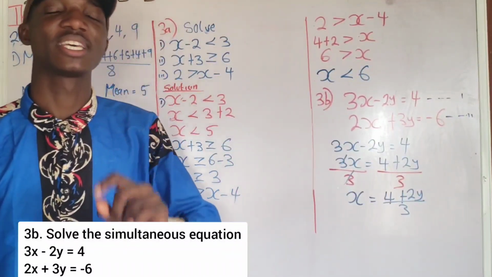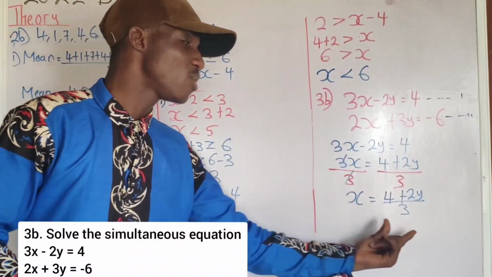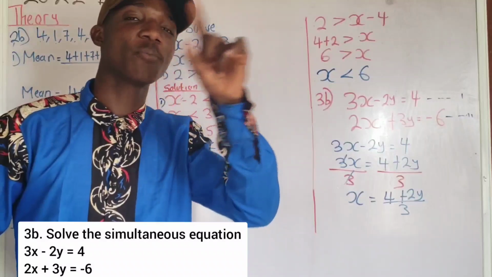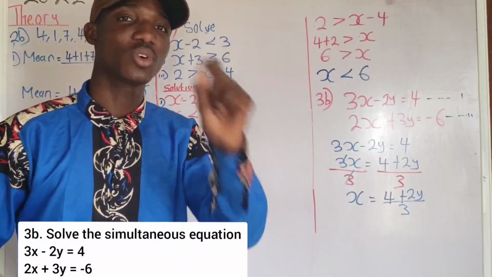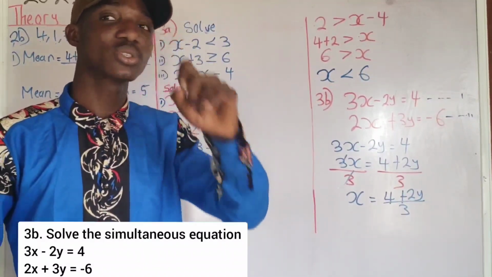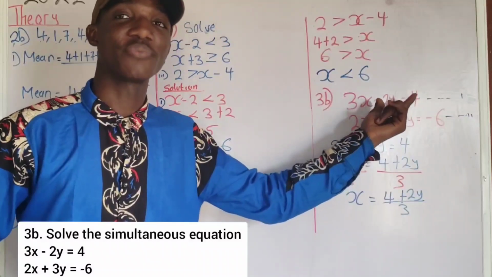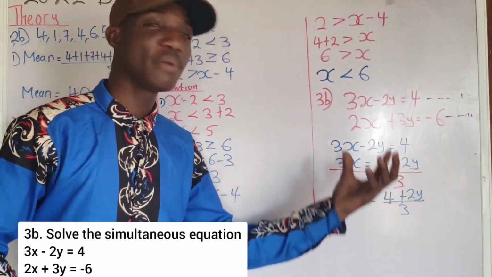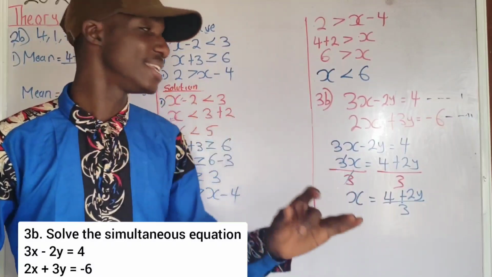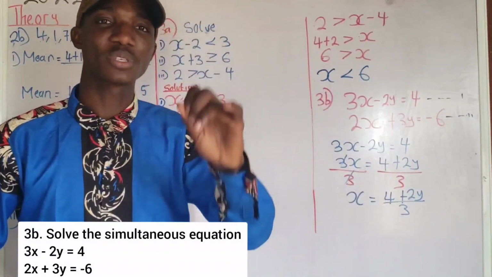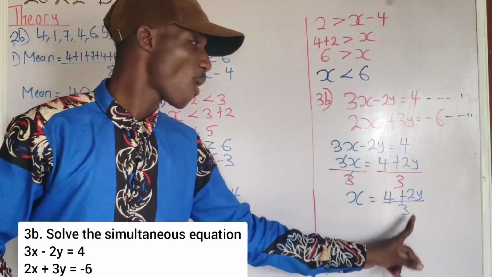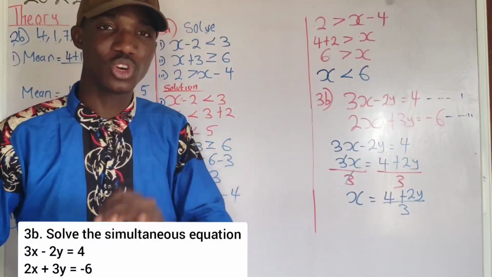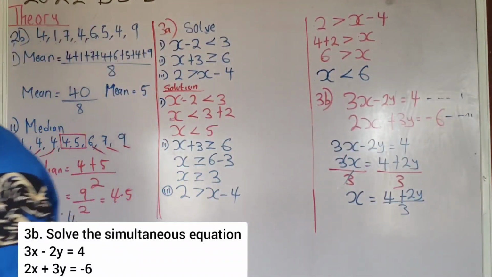The second step is to substitute the value of x in the second equation. Don't forget that it is from equation 1 that I made x the subject of the formula. I cannot substitute that same x into equation 1. I will now use equation 2. Having made x the subject of the formula in equation 1, I'm going to substitute the value of x as 4 plus 2y all over 3 into equation 2. Okay, so let us proceed.